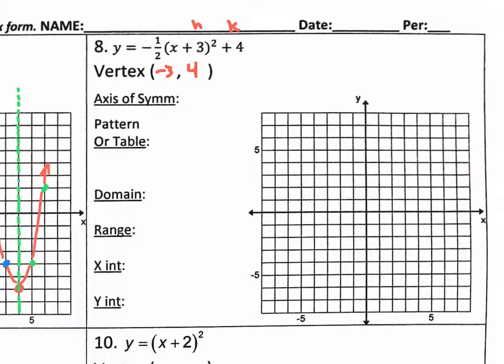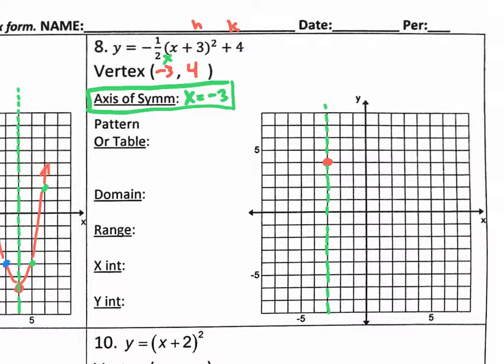That's your vertex. Let's go -1, 2, 3, and +1, 2, 3, 4. Put a dot right there. Draw your axis of symmetry right through it. The axis of symmetry equation is, you have to put x equals. If you don't put x equals, you don't get full credit for the axis of symmetry. And of course, it's going to be the x value of your vertex, which is -3. And that is the axis of symmetry.